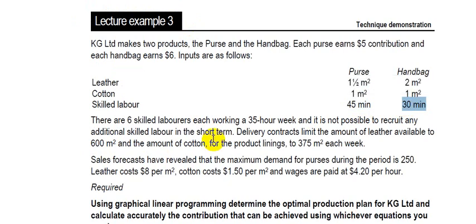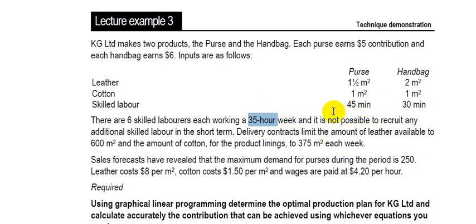The P5 examiners, PM examiners, they like this kind of mismatch. You need to always pay attention to it. So here you are given minutes, but the labor itself you are given in hours. So you need to change the minutes to hours or the hours to minutes.